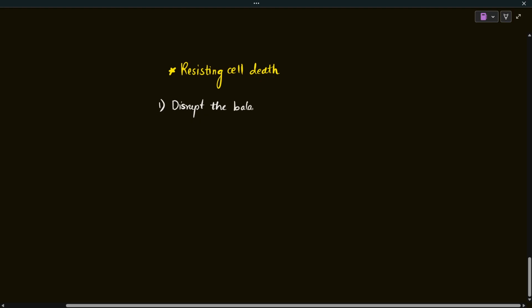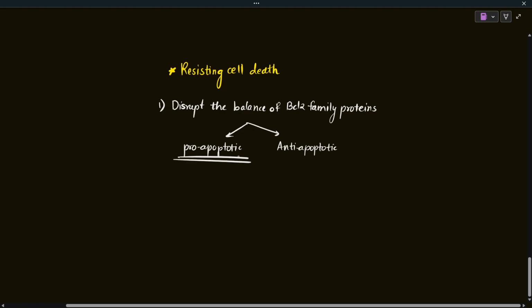the balance of BCL2 family proteins. This family has two types of proteins: pro-apoptotic proteins and anti-apoptotic proteins. The pro-apoptotic proteins promote the release of cytochrome C and thereby promote apoptosis. The anti-apoptotic proteins decrease the mitochondrial permeability and stabilize the mitochondria. So this ensures that the anti-apoptotic proteins will inhibit apoptosis.